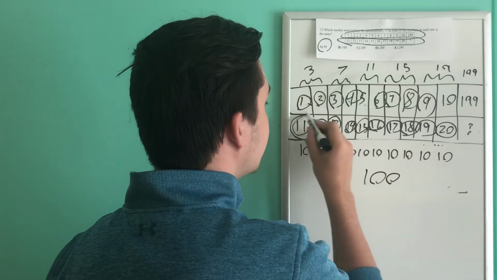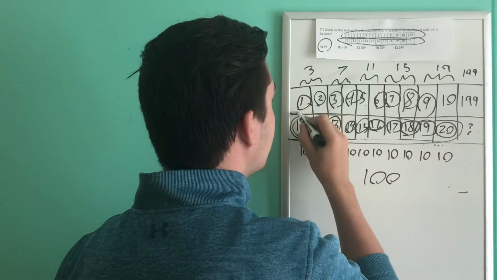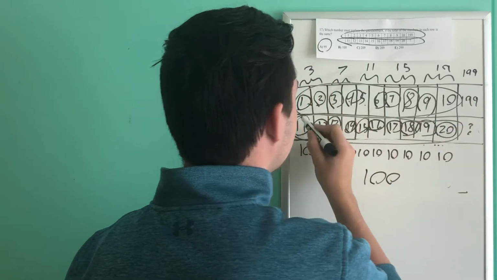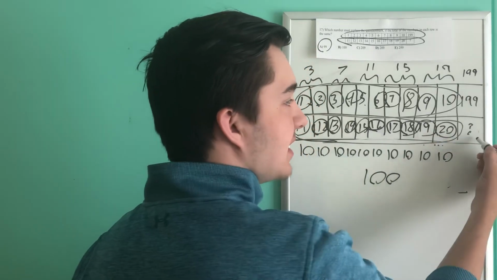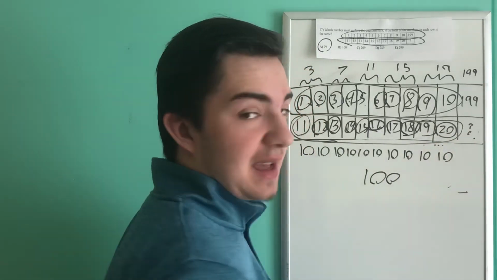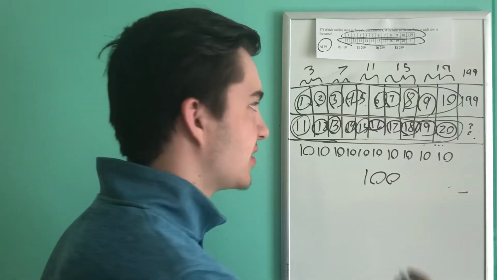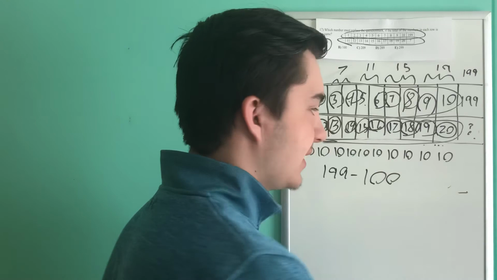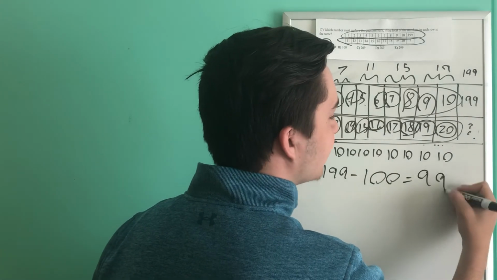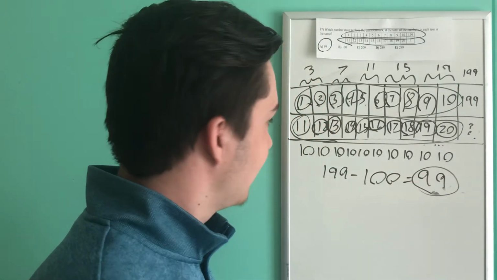So all of these numbers are 100 more than all of these, right? So that means if we want to make them the same, this number has to be 100 less than that because we want to balance, right? So 199 minus 100, and that's equal to 99, which again gives us the same answer.